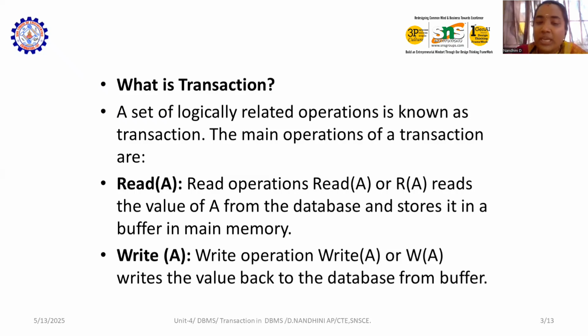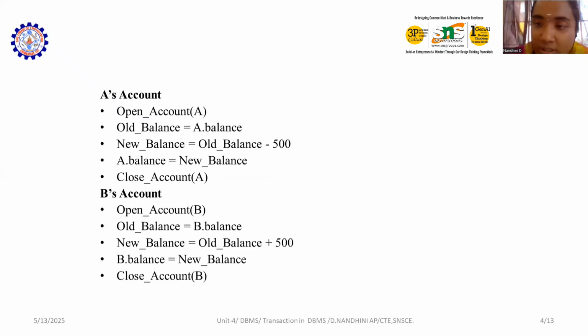Let us see some key aspects of a transaction in DBMS. The first one is a single unit of work, the second is data consistency, and the third is ACID properties. What is a single unit of work? Transactions are treated as single individual units, which ensures all the operations within a transaction either succeed or fail. So at a time, you can only work with a single unit of work.